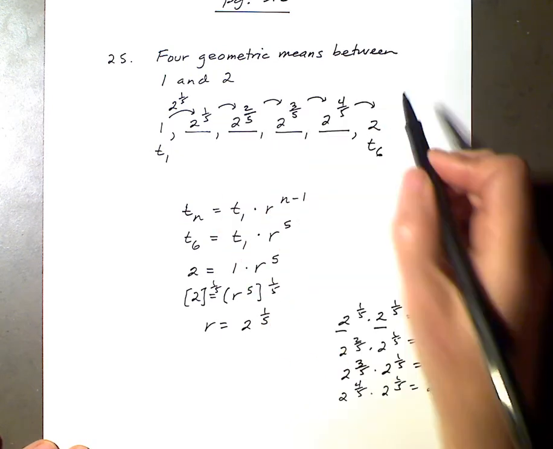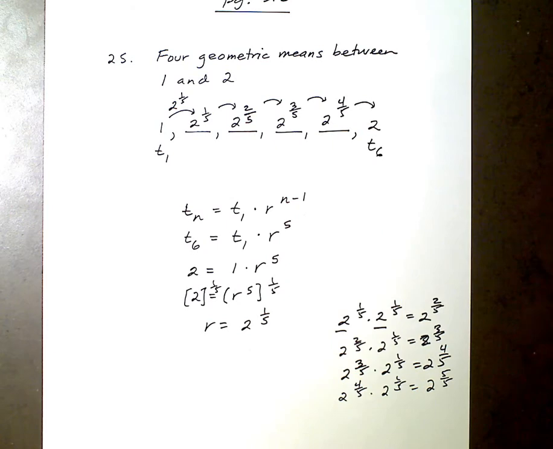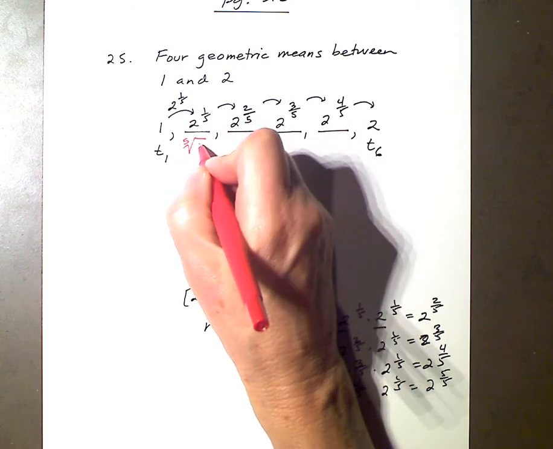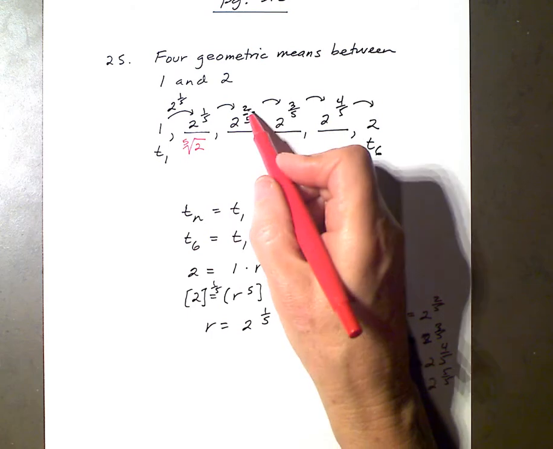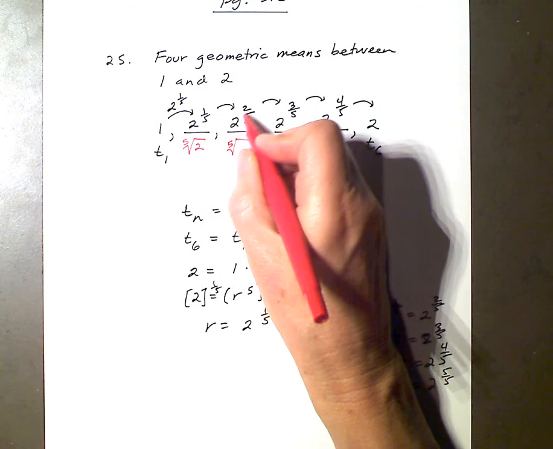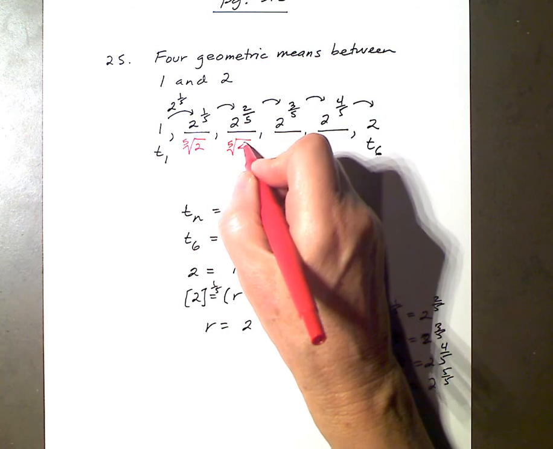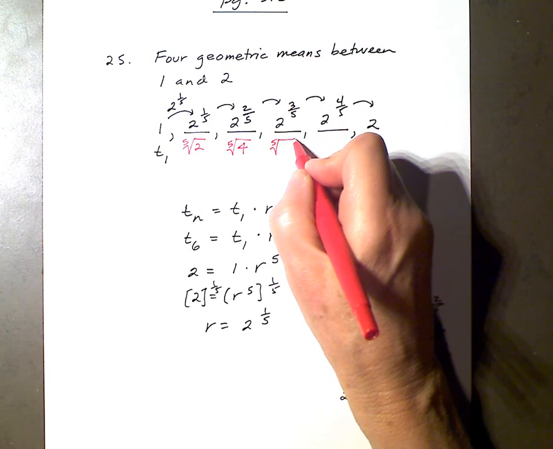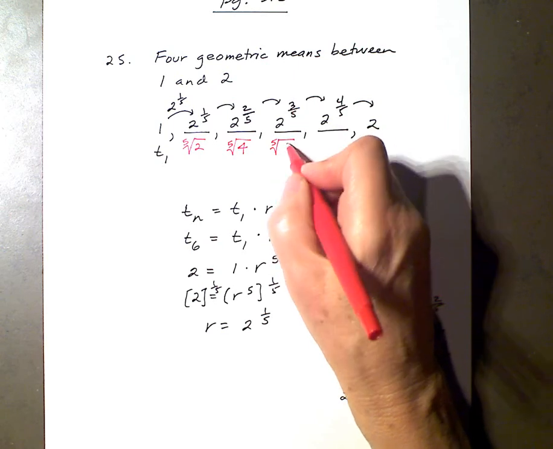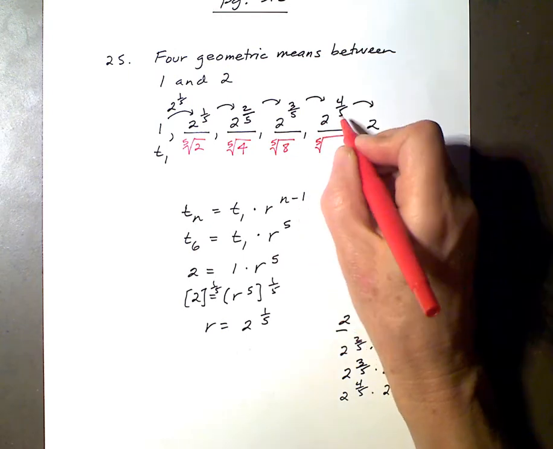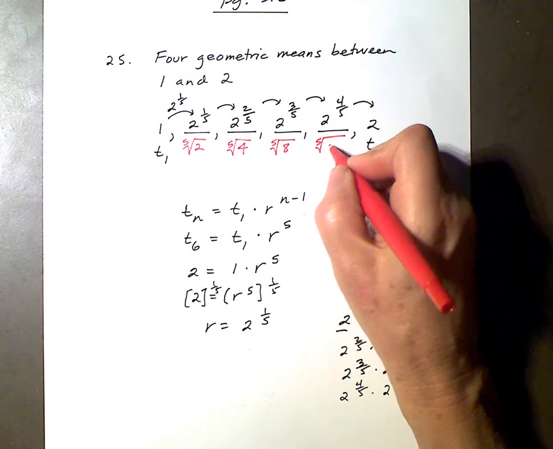Now the way that your book shows this 2 to the 1/5 is they show this as the 5th root of 2. And the way they show 2 to the 2/5 is they take the 5th root of 2 to the 2nd power, so the 5th root of 4. And they show 2 to the 3/5 as the 5th root of 2 to the 3rd power. And so they simplify that to 8, and this is the 5th root of, so the 5th root of 2 to the 4th, or 16.